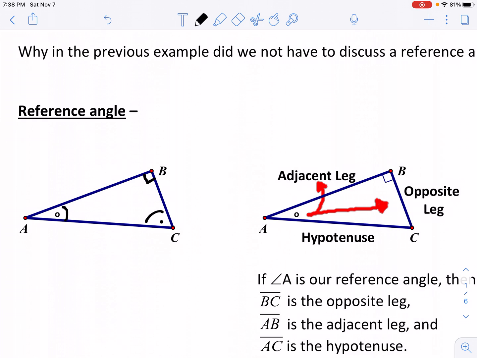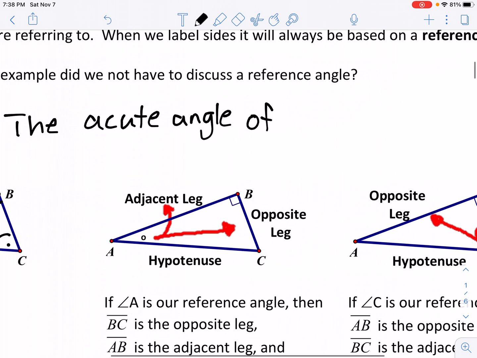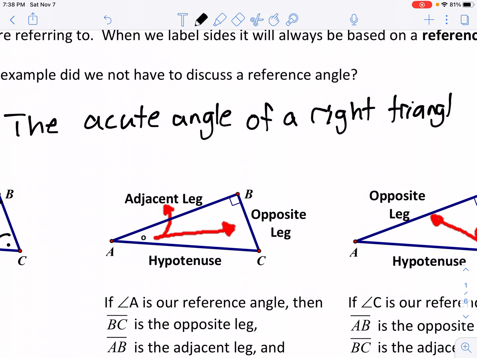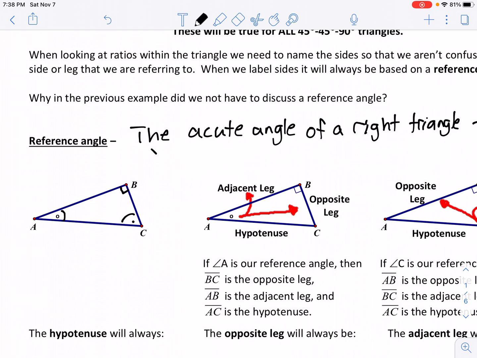Now, with a reference angle, what that is, like I said, that's the acute angle of a right triangle that, I'm going to abbreviate trig. We're talking about the trigonometric ratios. Trig ratios are based off of.